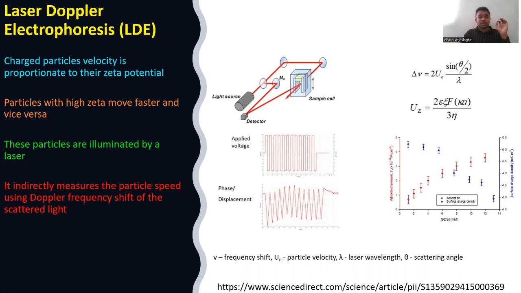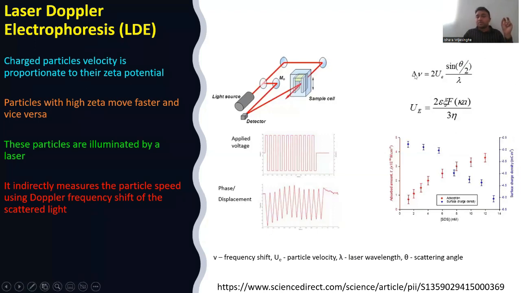We can illuminate those particles by laser, then we can quantify their velocity. This is an indirect measurement of the particle speed using the Doppler frequency shift of the scattered light. The scattering of laser light occurs due to the particle's speed. Then based on the speed, we can calculate the zeta potential indirectly using these equations.